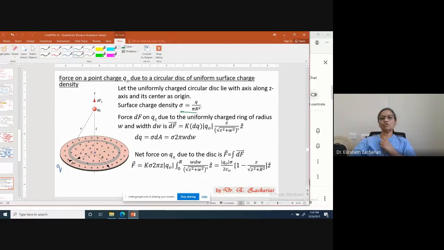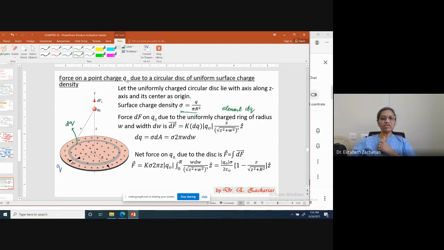Next, you have to take elements. Take an element having a charge dq. You can take the element the way you want. The element that we're going to take is this circle, this lavender ring that you're seeing here. That is the element that you're going to take. So this ring is going to have a charge dq.